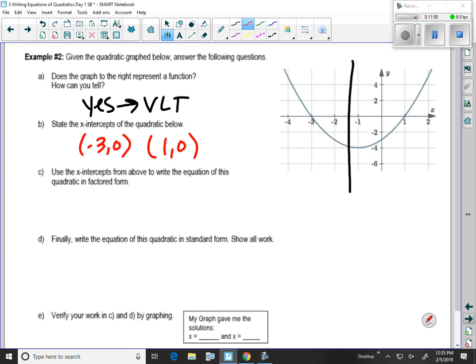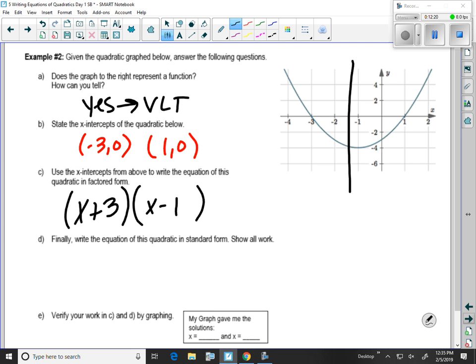Pause. I got it. What is factored? Tell us. Parentheses. Okay, so if I want to write -3 as a factor, what's that going to look like? X plus 3, right? We're switching the sign. What about 1? X minus 1.